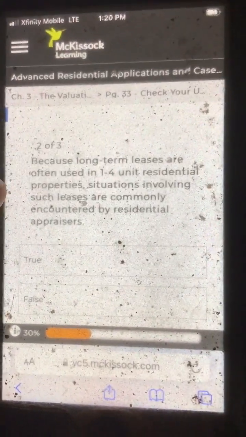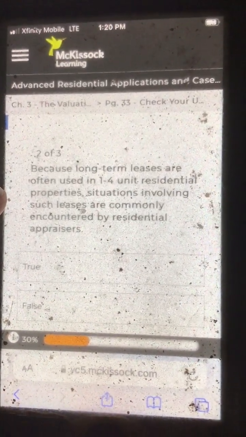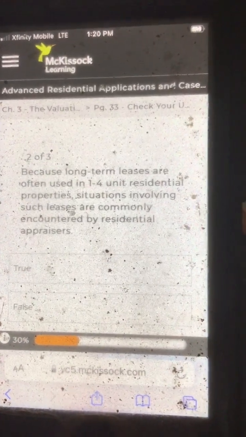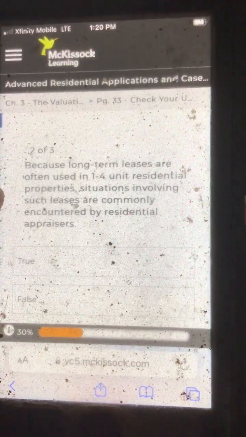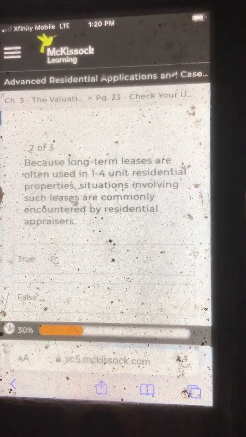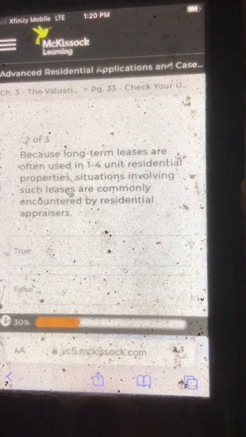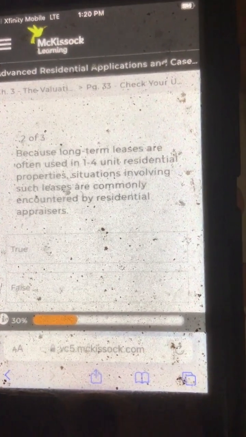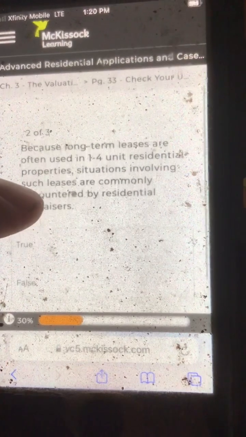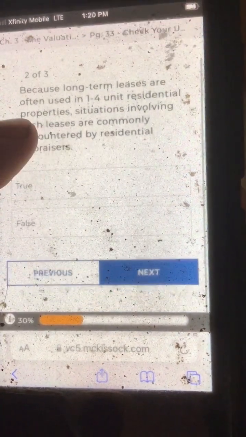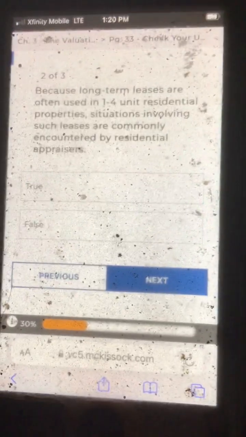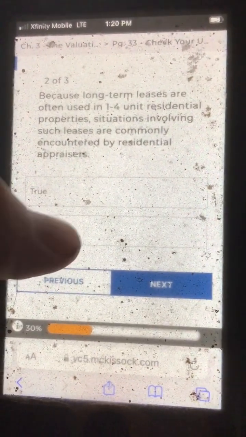Number 2, because long-term leases are often used in 1-to-4 unit residential properties, situations involving such leases are commonly encountered by residential appraisers. True or false? I'm gonna go false.